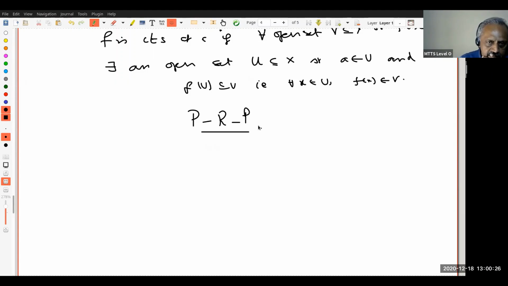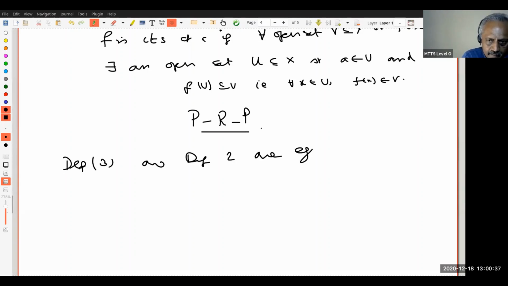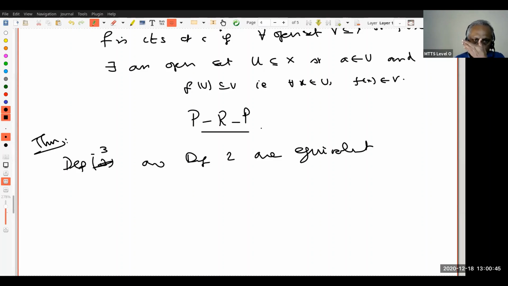Okay, so what we want to prove? Now we want to prove definition 3 and definition 2 are equivalent. If you want, call it a theorem. What is definition 3? That is in terms of open sets. What is definition 2? In terms of epsilon delta. We want to prove this. Once I prove that, what do we know? Definition 2 is equivalent to definition 1. Therefore, definition 1, definition 2, definition 3 are all equivalent statements. Isn't it great?